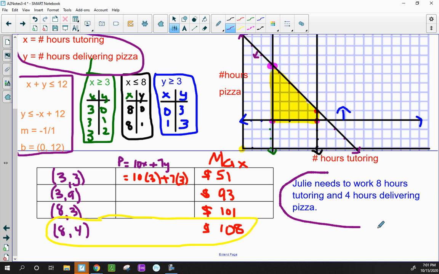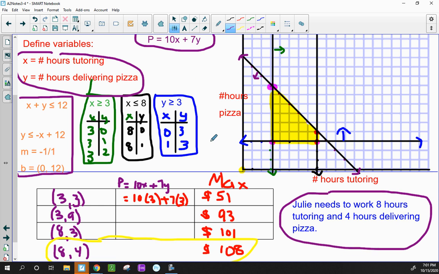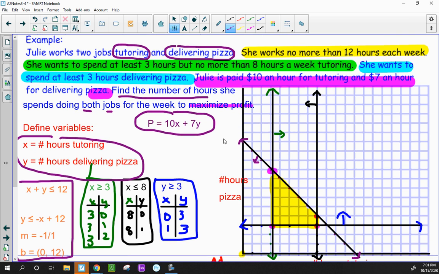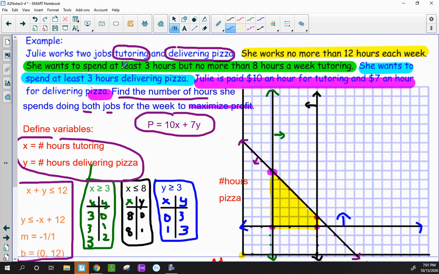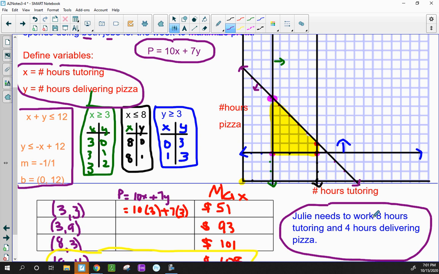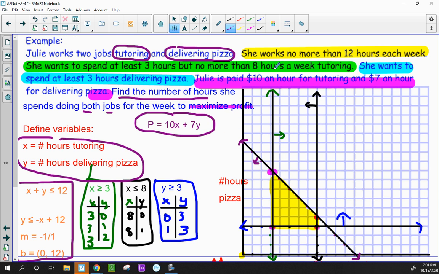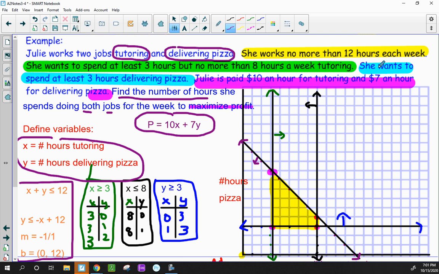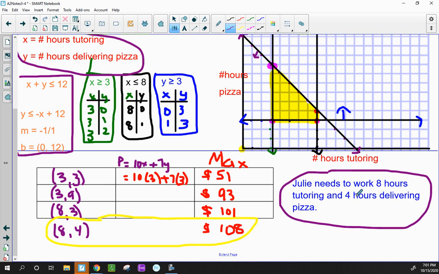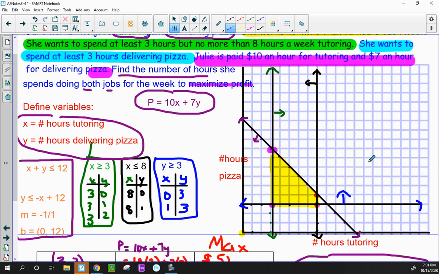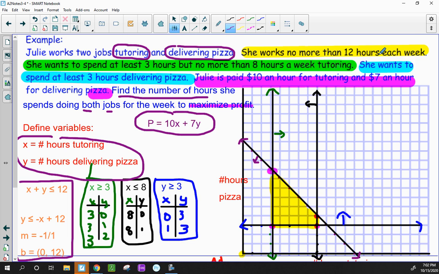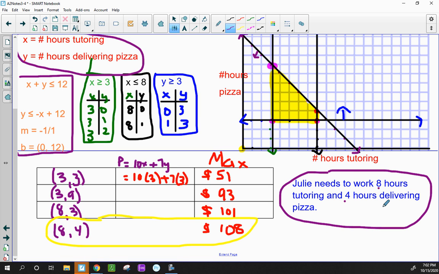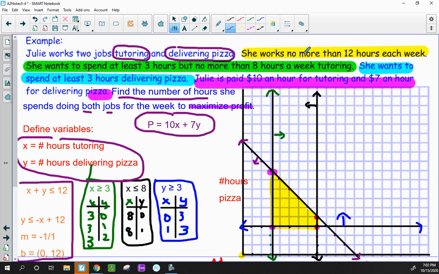And then lastly, I would suggest you always go back and reread your answer and make sure it actually works in the scenario. So we got 8 hours tutoring. Let's look for the tutoring sentence. Right here's the tutoring sentence. She wants to spend at least 3 hours. Well, 8 is at least 3 hours, but she doesn't want to spend more than 8. Well, okay, she didn't. She spent 8. 4 hours delivering pizza. Look for the pizza sentence, the one in blue. She wants to spend at least 3 hours delivering pizza. Well, she spent 4. That's more than 3. And she works no more than 12 hours. And so when you add these two, it's 12. Well, that's no more than 12. So this ordered pair, 8, 4, and this answer does fit the description.